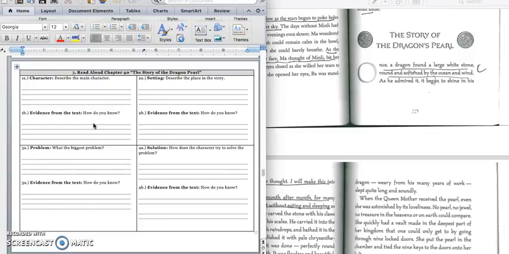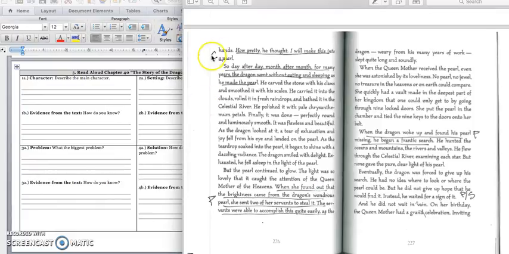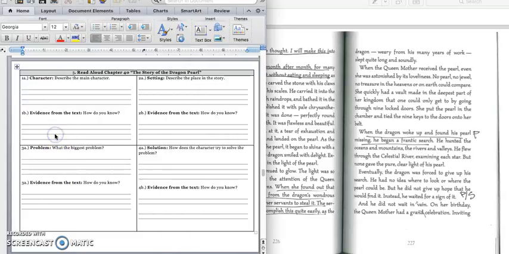Press pause to write down your answer and play when you're ready for the quote. And for the quote, we could write down this first sentence on page 226. How pretty, he thought. I will make this into a pearl. Press pause to write down the quote and play when you're ready to keep reading.